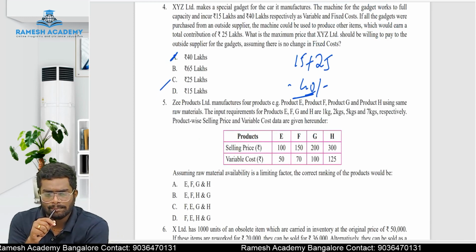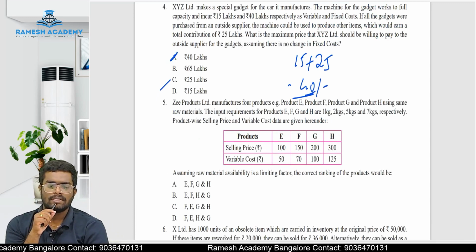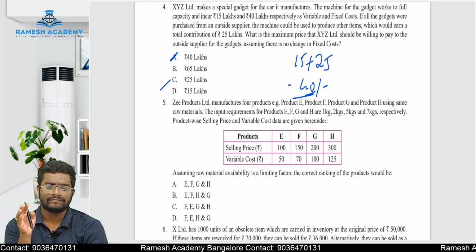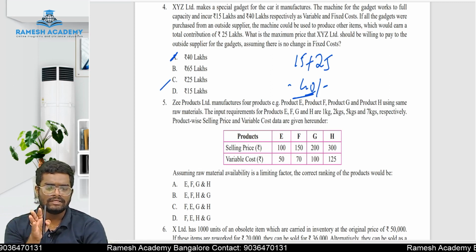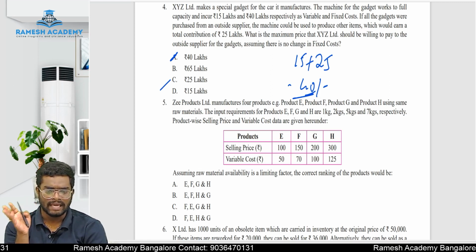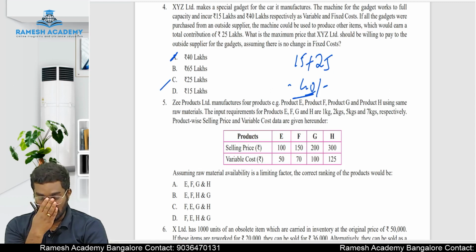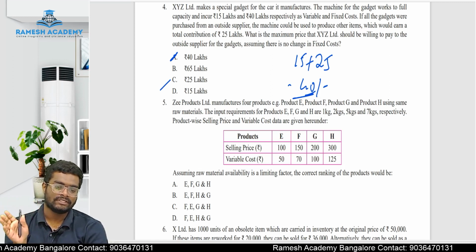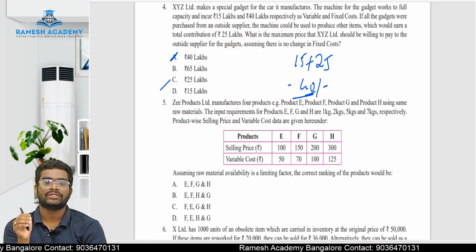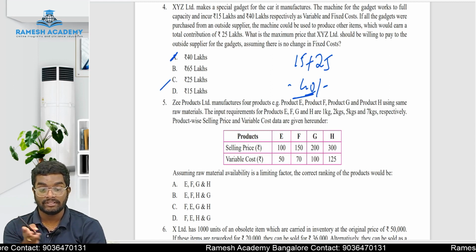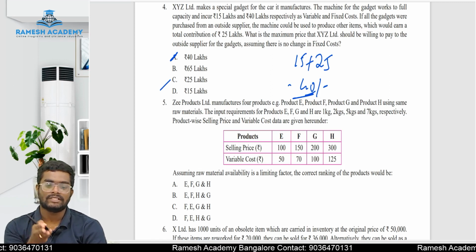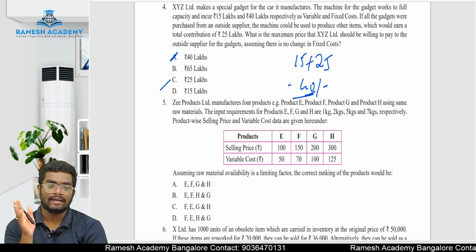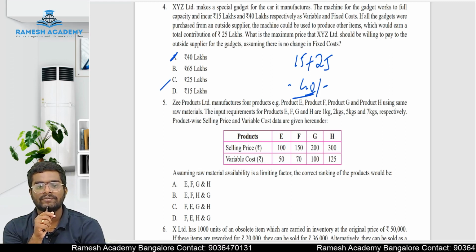Fifth question is easy. Z Products Limited manufactures 4 products E, F, G, H using the same raw material. The input requirements for E, F, G, H are 1 kg, 2 kg, 5 kg and 7 kg. Product wise selling price and variable cost they have given. We will get the contribution. So divide that contribution by the requirements, that is 1, 2, 5 and 7. You will get the contribution per kg. Then rank it. That is the question here. Please solve it. I will give 2 minutes.